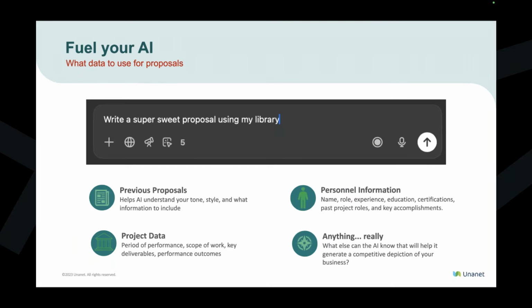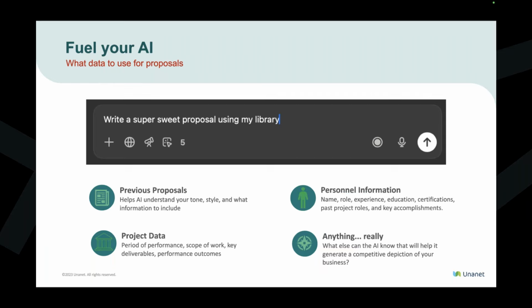The thing that you really need to focus on, though, is making sure that you have the right data dependent on your outcome. Since this is for business development, previous proposals, project data, personnel information, and really anything associated with your business that you can use to paint your business in a positive light would be beneficial. But the number one thing that you need to focus on if you're using ChatGPT is effective prompting.